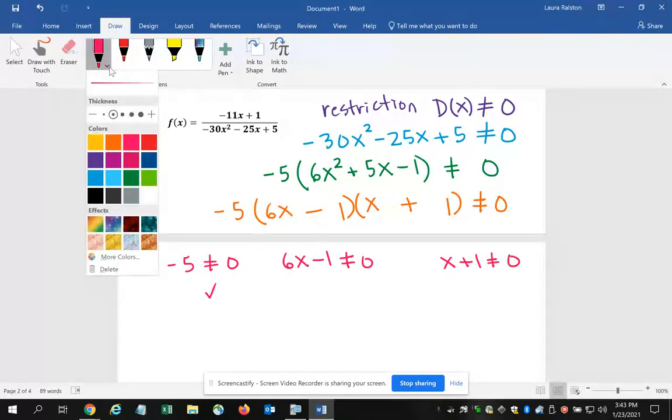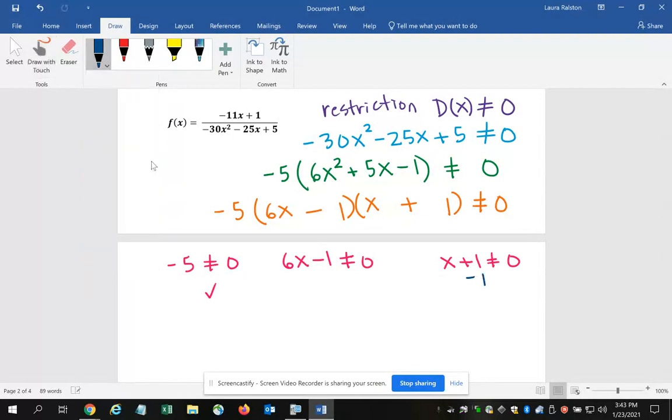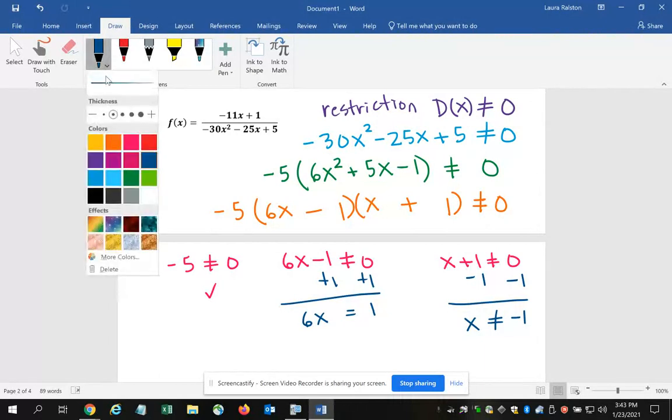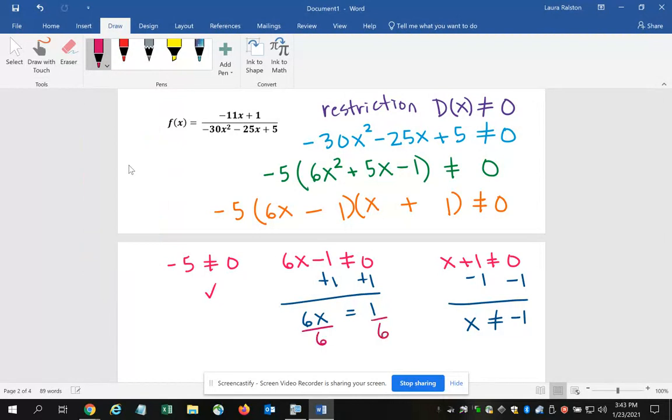And so then I'm going to solve each of those individually for x. I'm going to start with x plus 1. It really doesn't matter. So I subtract 1 from either side. So we find that x cannot be negative 1. So there's one restriction. Then on 6x minus 1, I'm going to add 1 to either side. So I have 6x equals 1. Then I'm going to divide both sides by 6. So I have x equals 1/6.